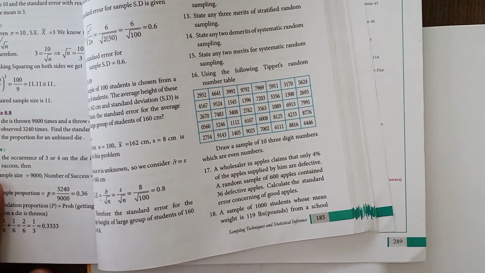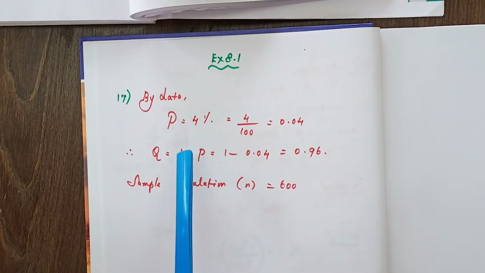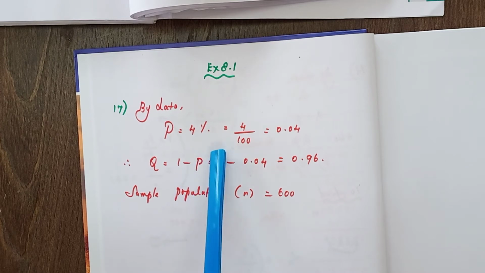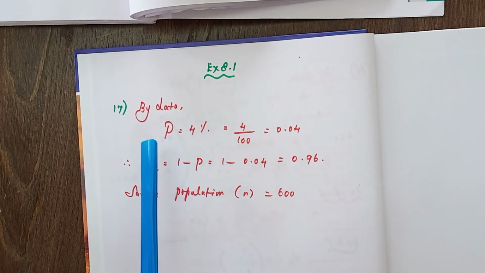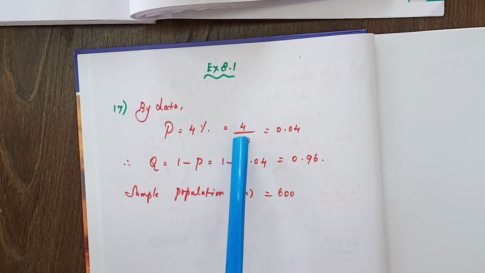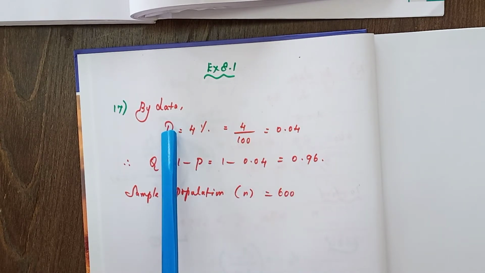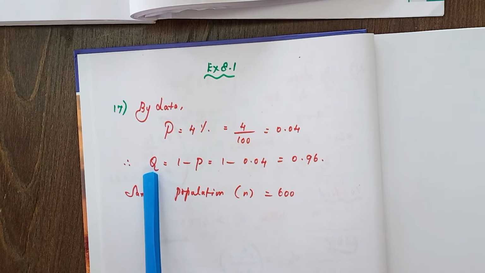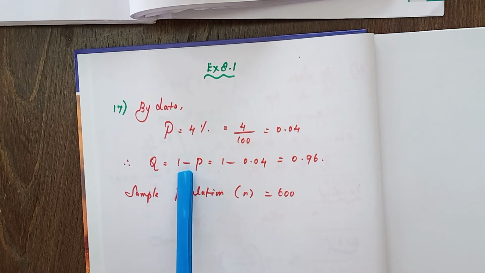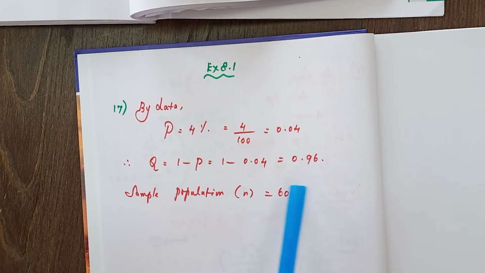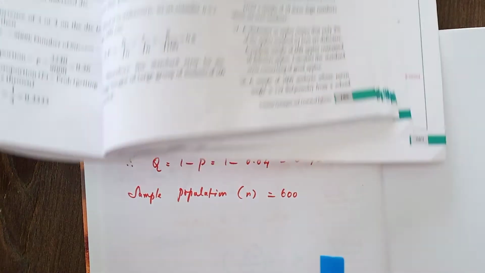Here, P should be considered as 4%. The defective should be considered as 4%. 4 by 100, that is equal to 0.04. We know the value of P, you can find out the value of Q, that is the probability of failure, formula 1 minus P. 1 minus 0.04, that is equal to 0.96. Sample population is given, that is considered as n, that is equal to 600.